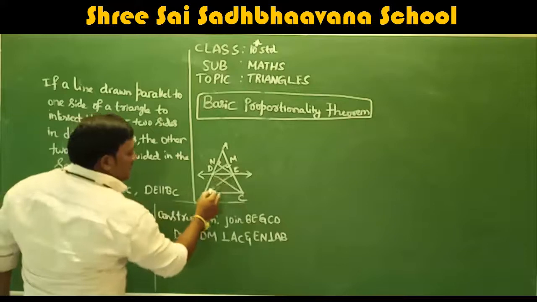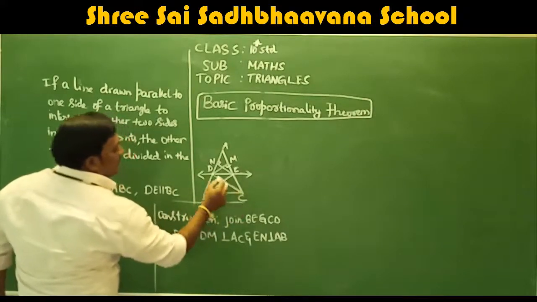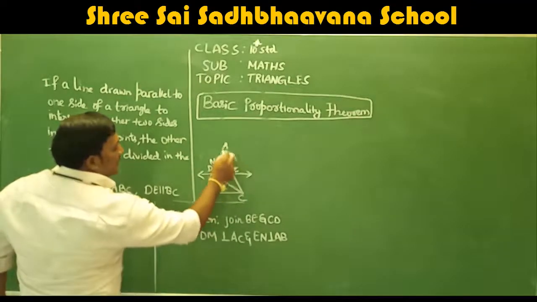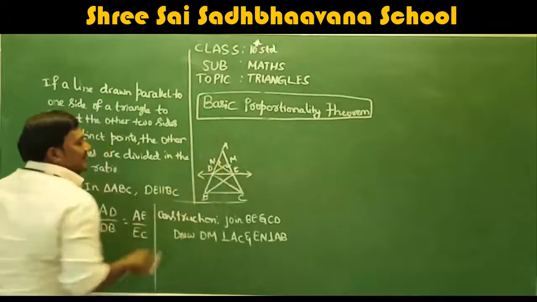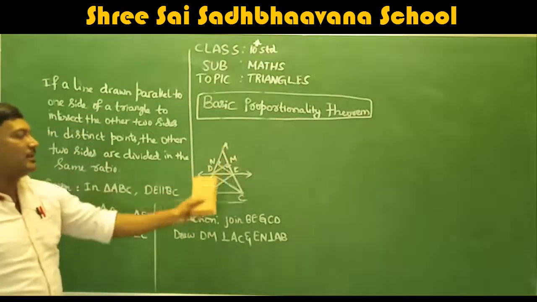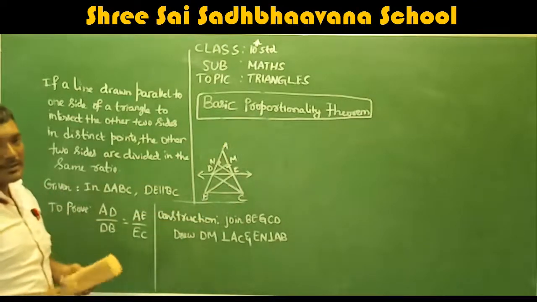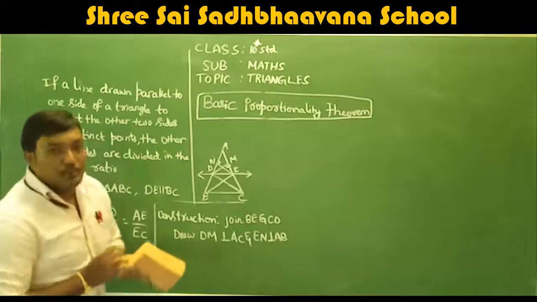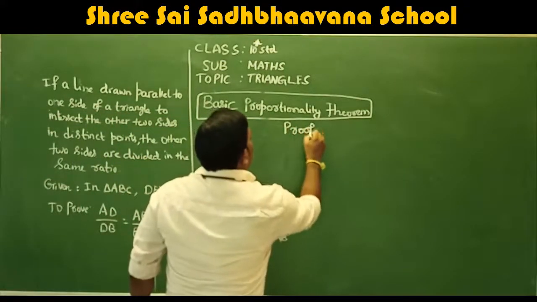We just joined BE. I just joined BE and CD, and also I drew a perpendicular DM on AE and EN on AD. So this is the AB. EN is perpendicular to AB and DM is perpendicular to AC. That we already constructed. So we have to prove. So let me do the proof. So what is the proof?